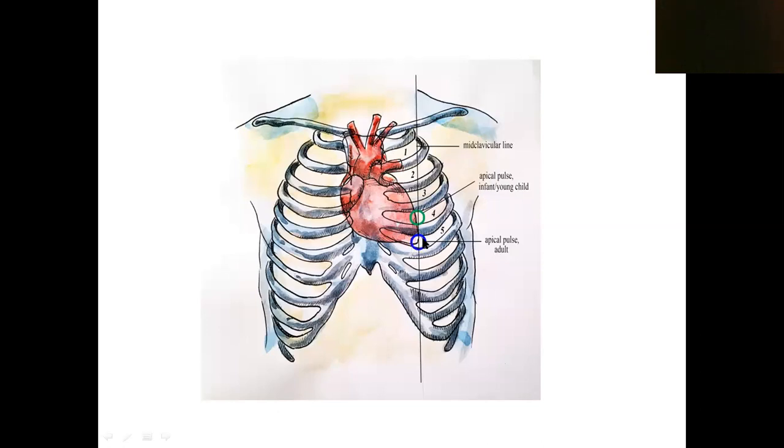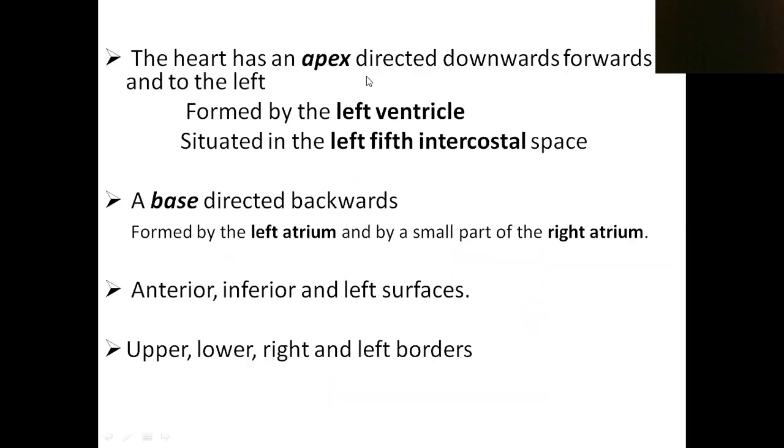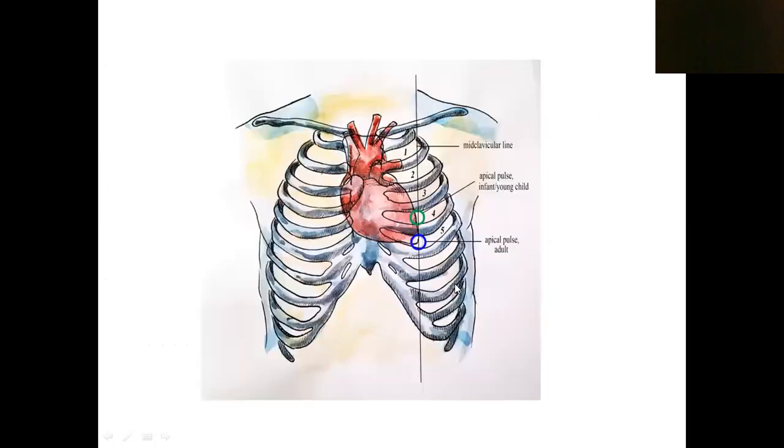And this apex reaches the fifth intercostal space. The intercostal space means the spaces in between two adjacent ribs. So this one is the first intercostal space, second intercostal space, third, fourth. This is the fifth. So the apex is directed downward and forward towards the left side, is formed by the left ventricle, and reaches the fifth left intercostal space. And in this image that location is also clear.